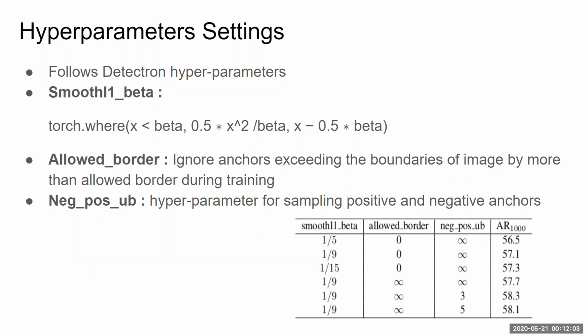Next is allowed border. While we train the RPN, the region proposal network, we have some predefined anchors for each location on the feature map. Anchors are basically bounding boxes of different sizes and different aspect ratios for each pixel on the feature map. While training, we want to exclude some of the anchors. Usually this allowed border value is set to 0. That means any anchors that exceed the boundaries of the image by more than this allowed border, which acts as a margin, are ignored during training. Usually it is 0, meaning all of them are ignored. Through their experiments, they showed that if we ignore this feature, that is, set this value to infinity, we see an increment in performance, from 57.1 to 57.7.